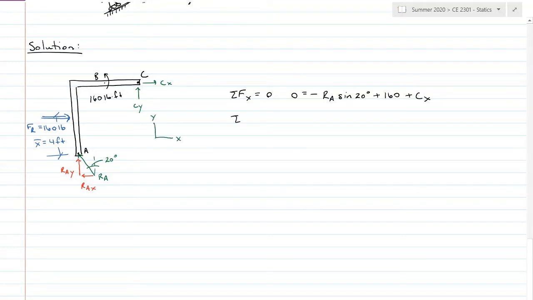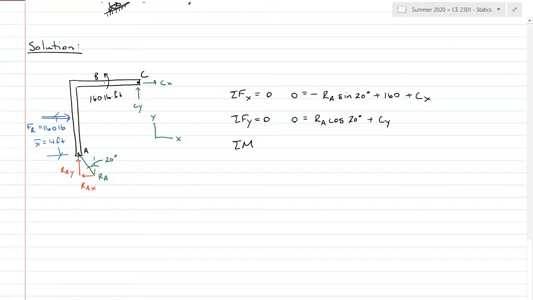Then I would sum for forces in the Y direction. Because that doesn't get me anywhere: 2 unknowns, 1 equation. And I would have AY, so that is reaction A, and that is adjacent to the angle, so that is cosine of 20 degrees. And then I will need plus CY. 2 unknowns and 1 equation there. So now I've got a total of 2 equations, 3 unknowns.